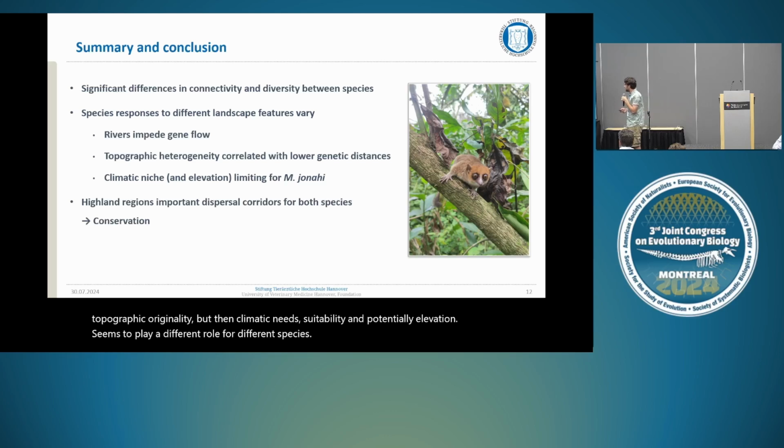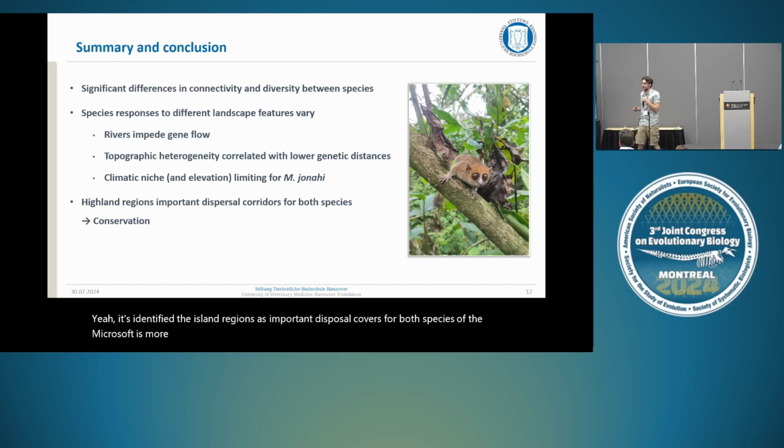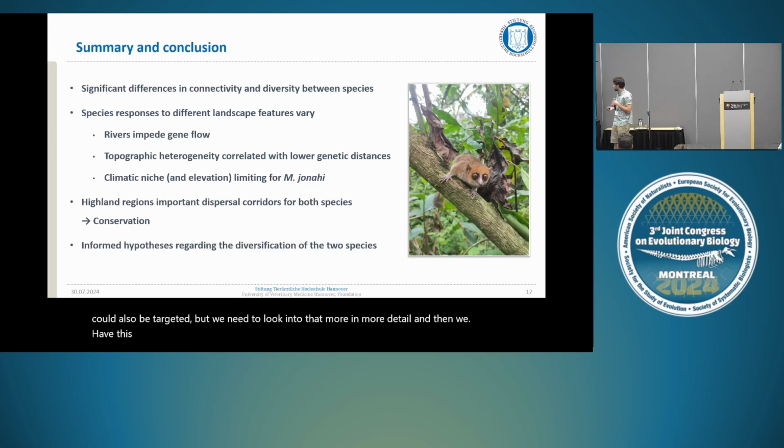We also identified the highland regions as important dispersal corridors for both species, although Microcebus jonahi is more restricted in these, which has conservation implications to facilitate gene flow between these isolated populations, and potentially these topographically complex regions could also be targeted, but we need to look into that in more detail. And then we built an informed hypothesis regarding the diversification history of the two species, but in the next step we will have to test these with more detailed demographic models.